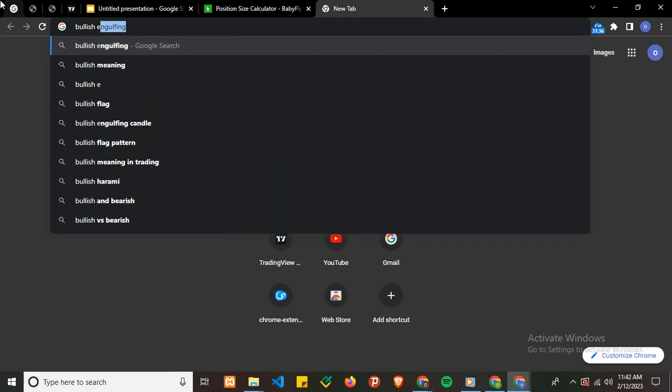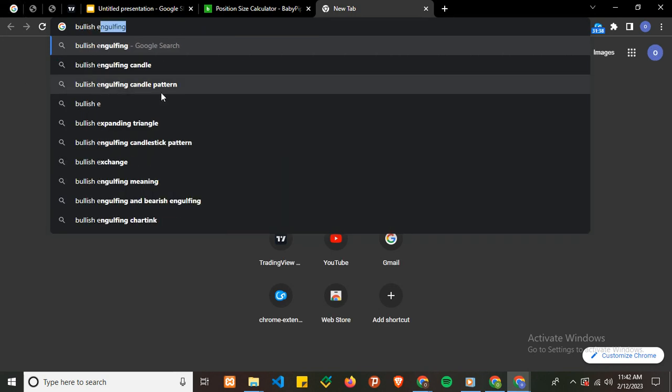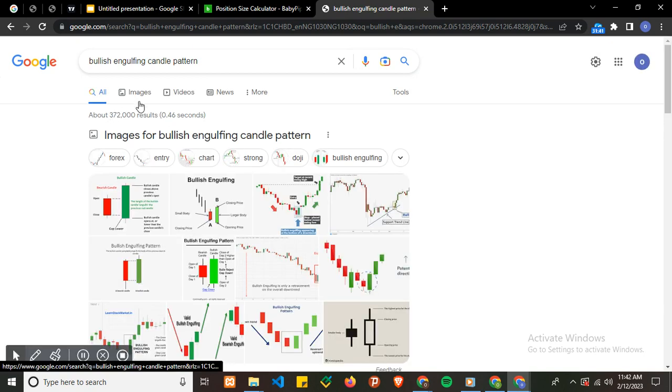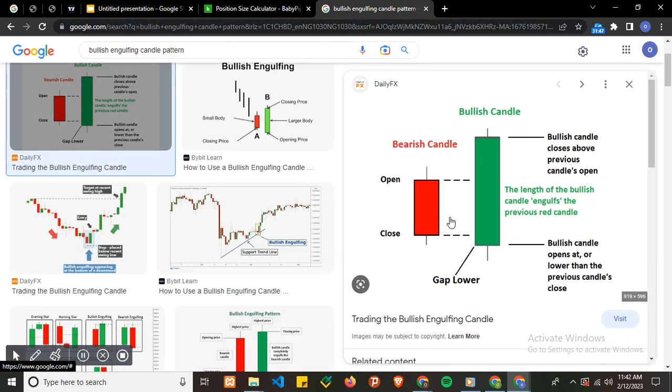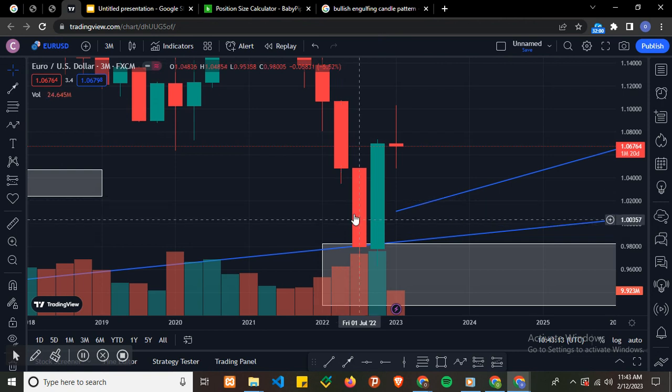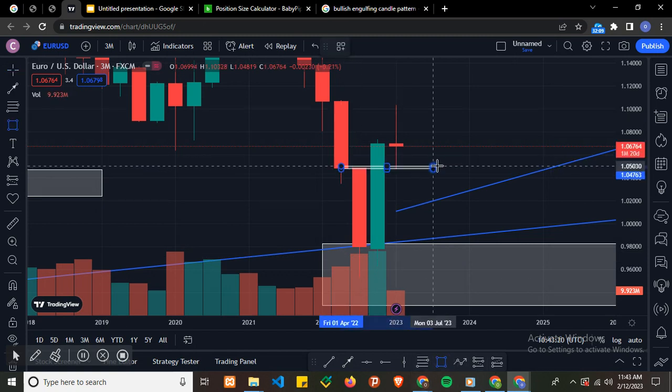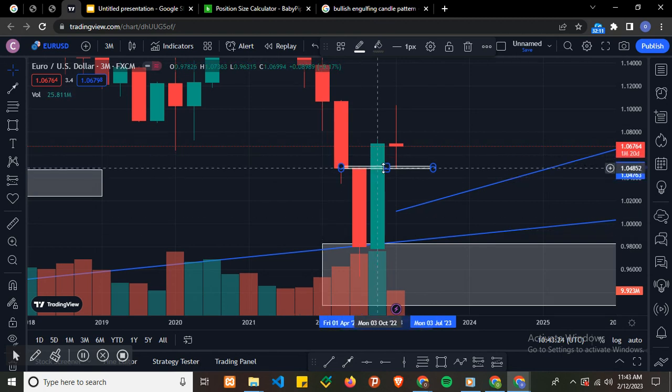Let me search bullish engulfing candlestick pattern. Can you see? This is the first one. Open, close. See, bullish engulfing. The length of the bullish candlestick engulfed the previous red candle. This is the previous bearish, the red one. It engulfs the bearish, and that's the confirmation to go long.